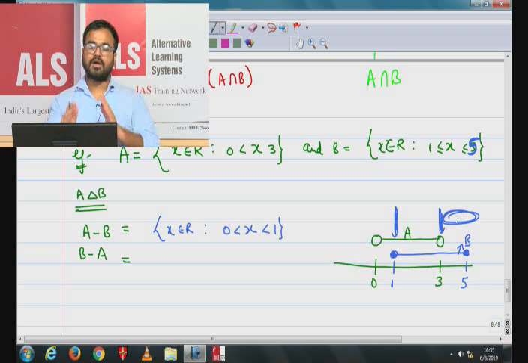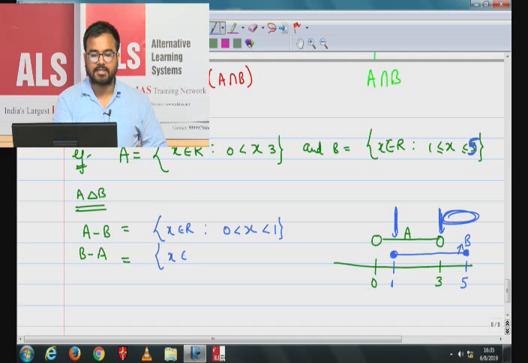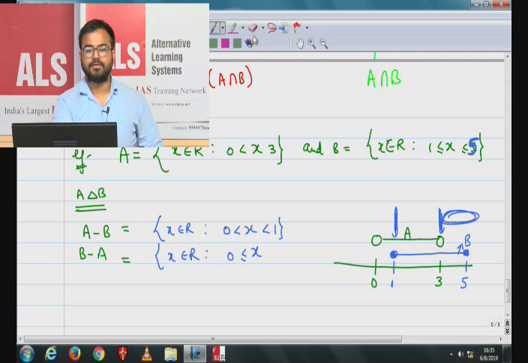Now we have to see whether we will include this 3 in our calculation or not. You can see when we are removing A, the 3 was not included in A. Let's say if they are up to 1 decimal place, like 2.1, 2.2, 2.3, then up to 2.9 that is excluded, 3 is still there in B. So it will be x belongs to R, x is greater than or equal to 3 and less than or equal to 5. So this is B minus A.